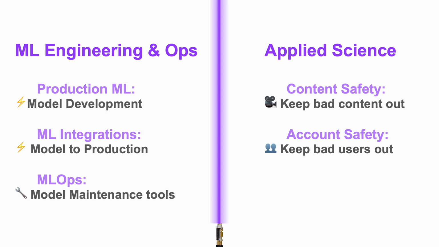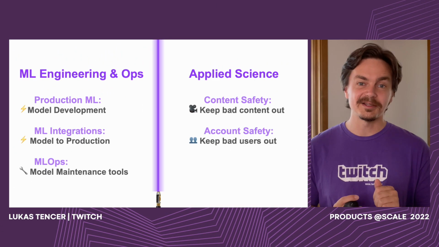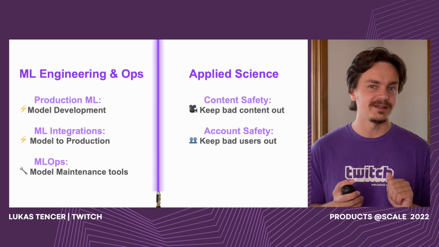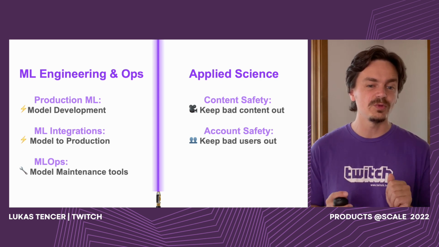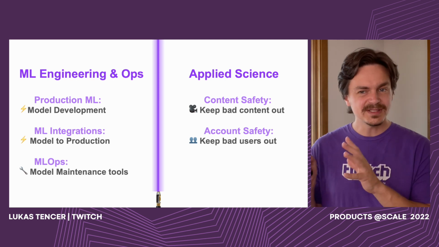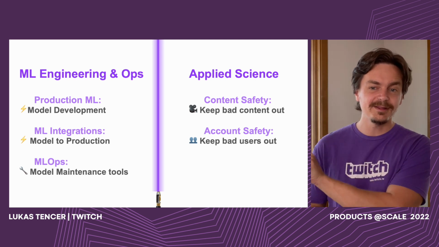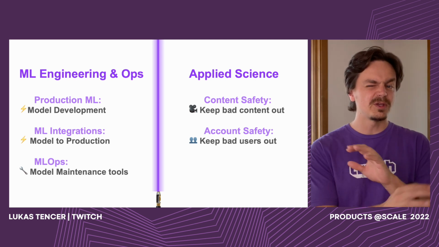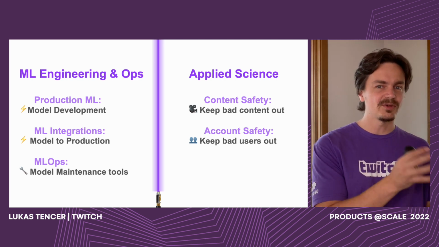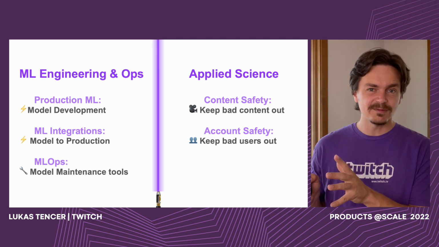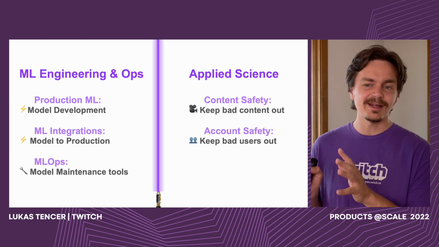Then ML integrations, where our mission is to speed up the time it takes from when the model is ready, the API is ready, into production. And lastly, once the model is in production, we want to maintain it. So our MLOps focuses on building tools for maintaining these models. On the science side, we have two big focus areas, and that's content safety and account safety. On the content safety side, we want to keep the bad content out of our platform, so all the bad video, text, and stuff like this. On the account safety side, we want to keep bad users and other actors out of our platform. So the bad bots and other bad users shouldn't be there.